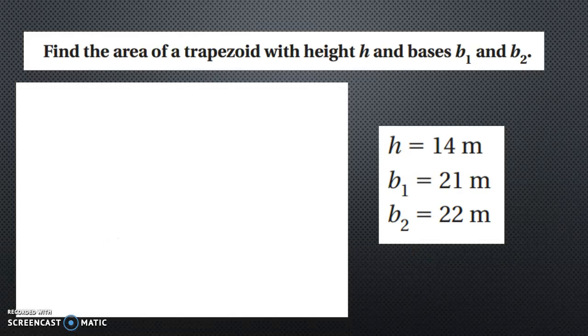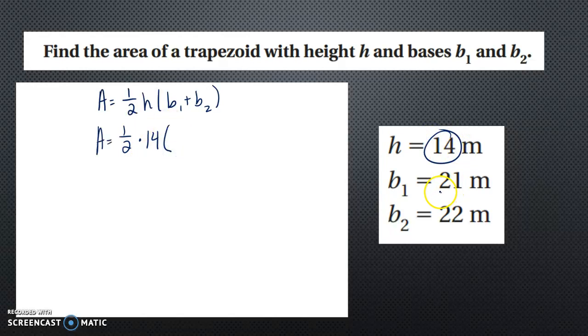Here we've got the height of 14 meters, base 1 is 21 meters, and base 2 is 22 meters. Again, like I said before, we need to write our area formula. So A equals 1/2 times the height, and then in parentheses, base 1 plus base 2. We're going to do our plug-in step. So 1/2 times our height, which is 14, and then our two bases, 21 plus 22. And we follow our order of operations.